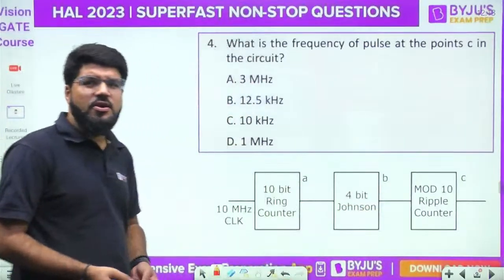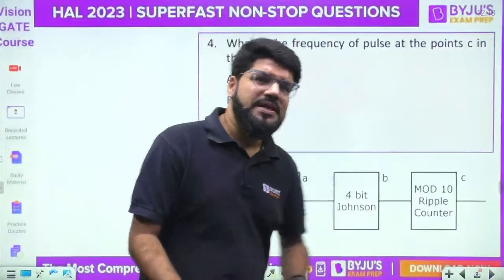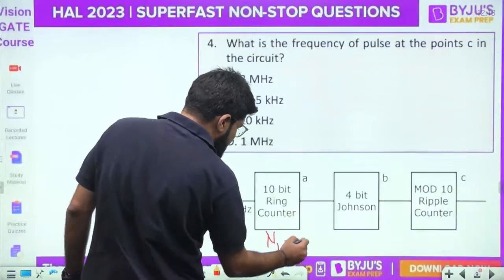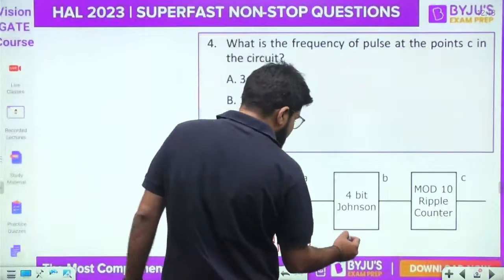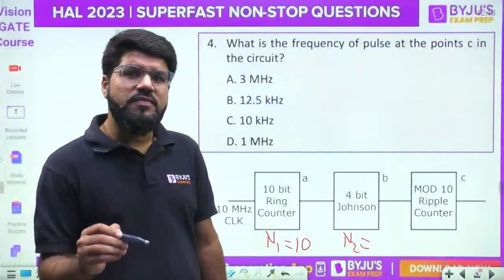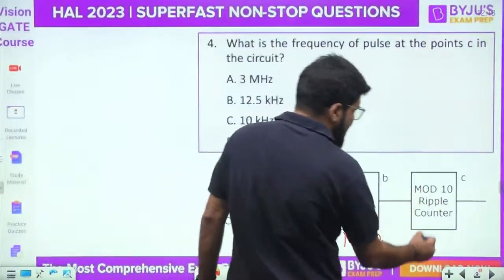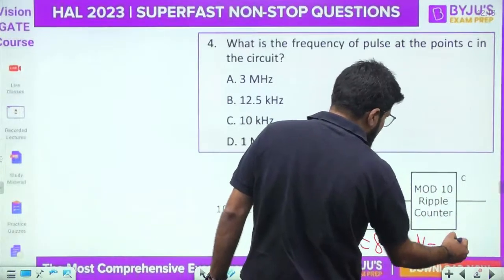Again, frequency division का concept है. Previously you had to count the number of states, but here you just need the basic knowledge about the number of states of ring counter. What is the number of states of ring counter? If it is a 10-bit ring counter, the number of states will be 10. Let's say it is N1. Then in cascade we have N2. This is a 4-bit Johnson counter, and the number of states of Johnson counter are double the number of bits. So it is going to be 8. And third one is clearly mentioned, there is a ripple counter counting 10 states. It is clearly mentioned mod number 10.